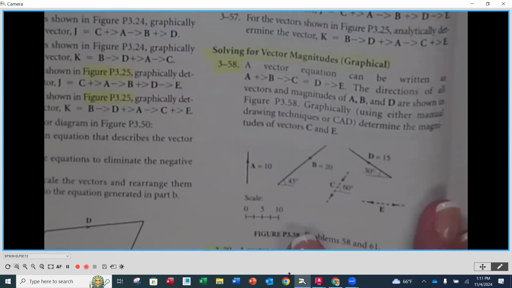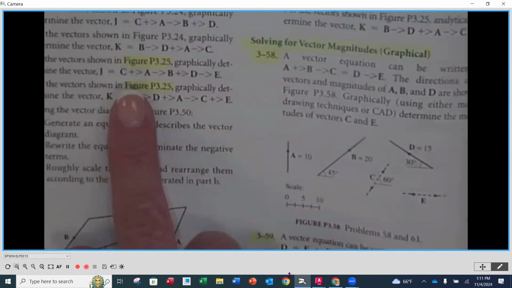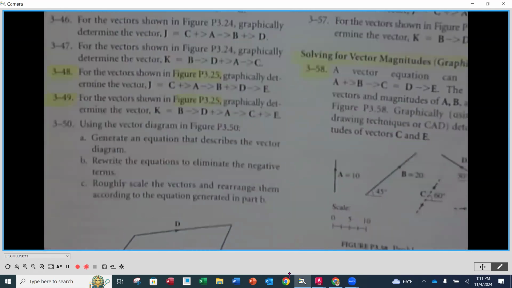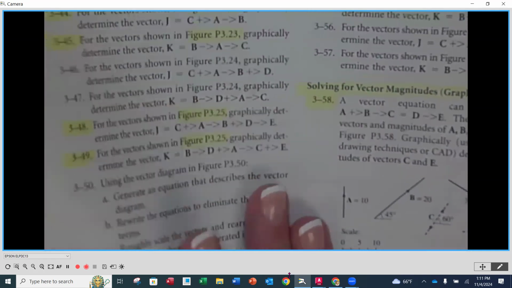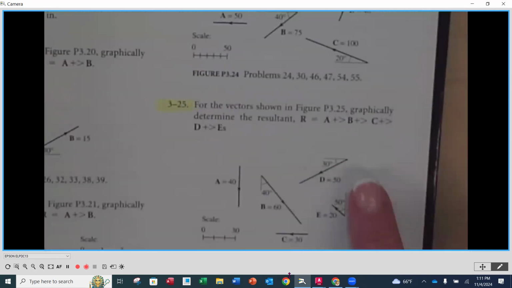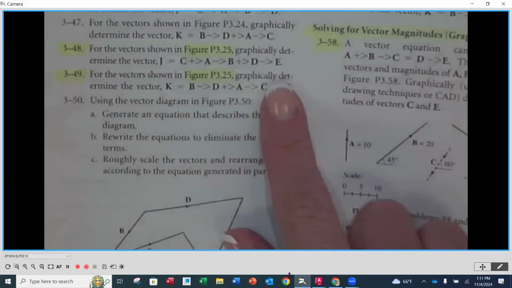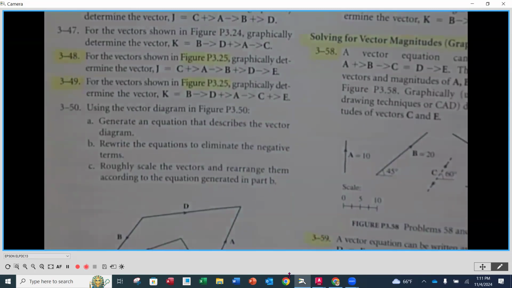And then you're going to do number 25. So 48 and 49 are utilizing the same from 25, which you also drew the 5 vectors for, but now instead of a vector addition, there are 2 vector subtractions here. Okay.